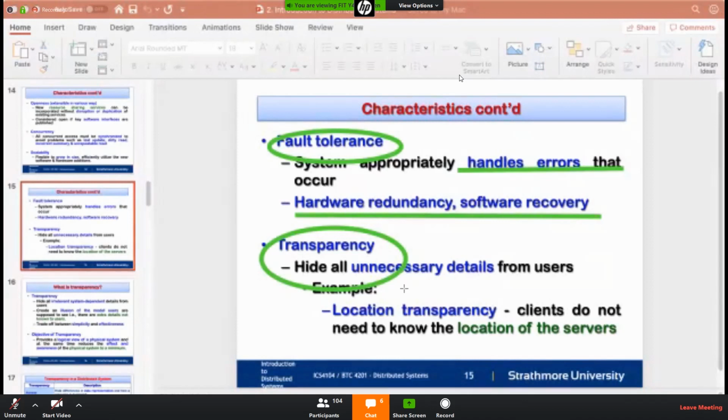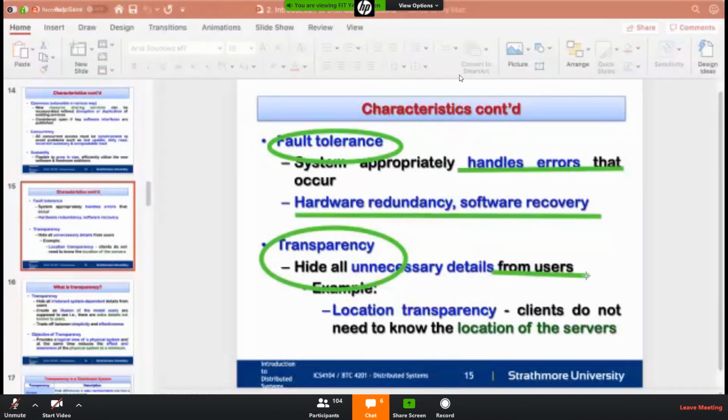Now, those who were here when I started will remember that transparency in distributed systems simply says that you hide unnecessary details from the users. As a user, I don't want to know that the computer I'm using is in New York or in London or in Kisumu. I am not interested. I just want my service. So transparency means we hide unnecessary details.